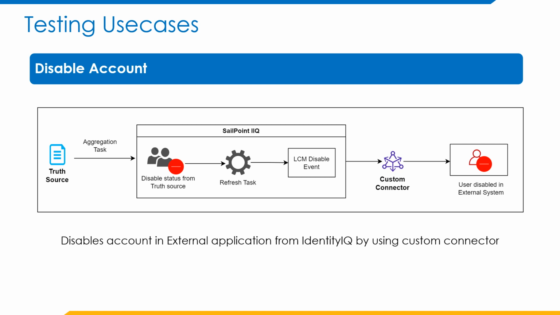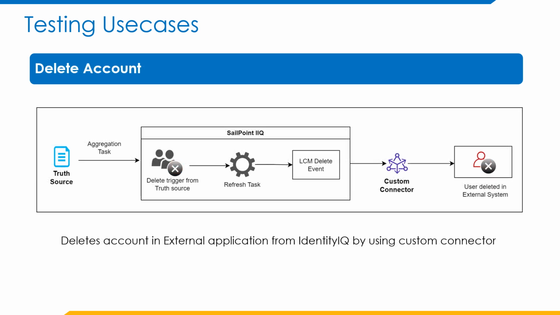The custom connector would receive this plan and perform the disable operation in the external application as specified in the logic of the disable method. The end result will be the account is disabled in the external application.